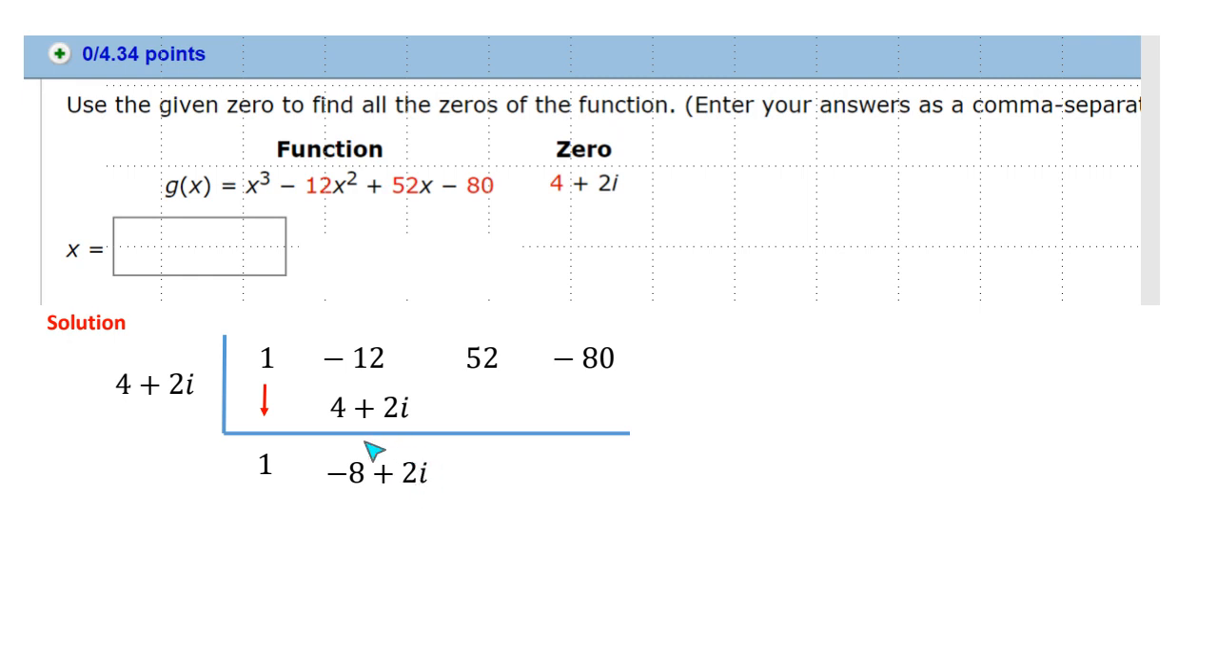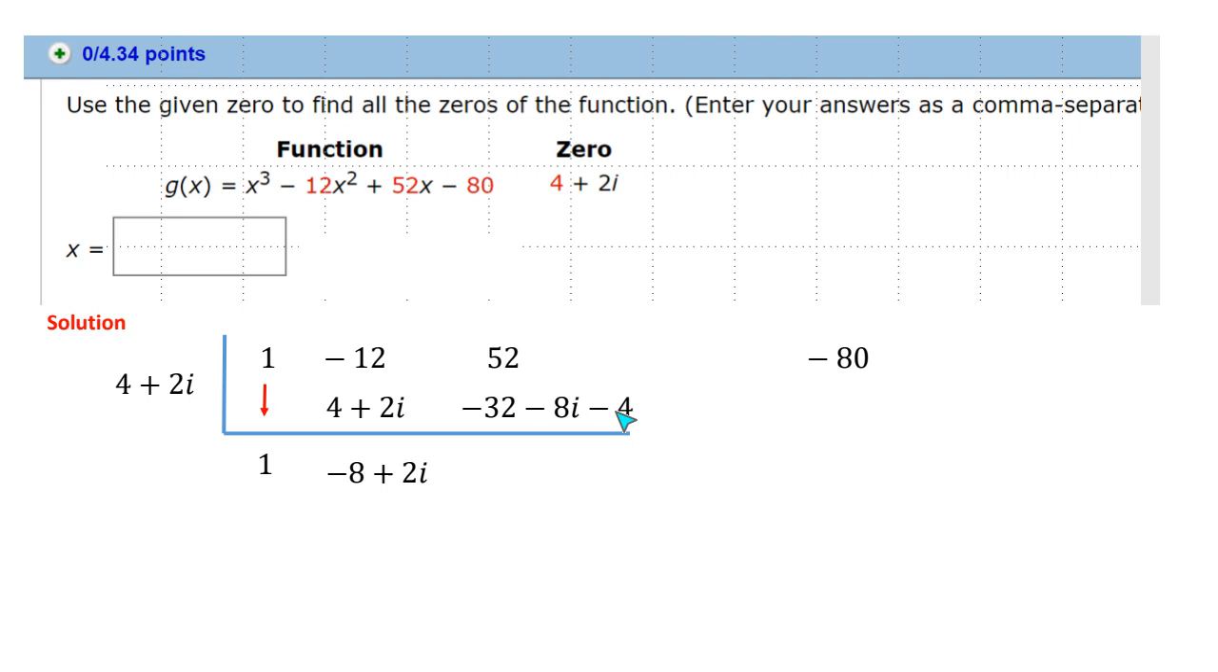So now we have to multiply this term times this term. Okay, so we're going to get 4 times negative 8 is negative 32, and then 4 times 2i is 8i. 2i times negative 8 is negative 16i, and 2i times 2i is 4i squared. Let's simplify and clean it up a little bit. Let me go back. Remember that i squared is negative 1, so that's where we're going to get a negative 4, and 8i minus 16i is negative 8i.